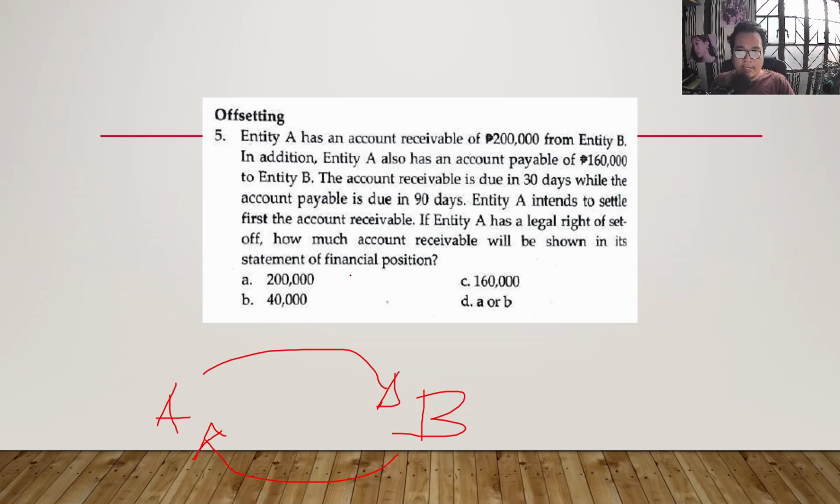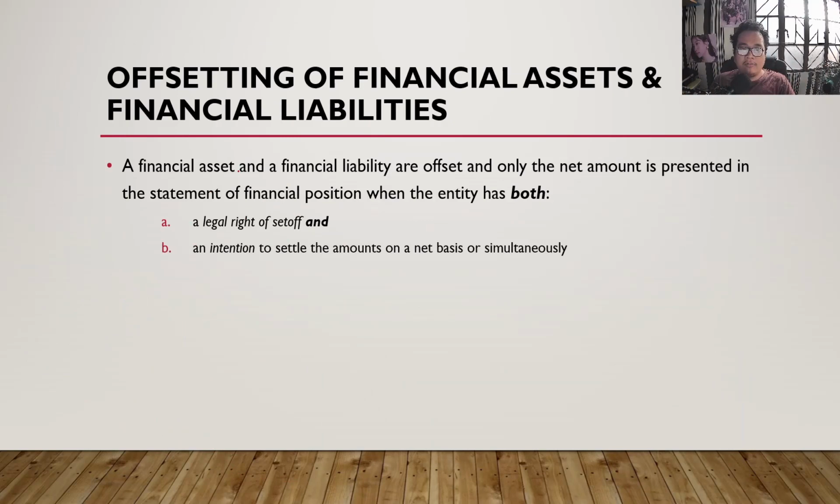So, basahin natin. Si entity A may accounts receivable kay B. On the other hand, may accounts payable naman siya kay B. So, baliktad siya. Circle of life. So, with that, pwedeng may possibility of offsetting. Kasi, may utang ka sa kaibigan mo, yung kaibigan mo may utang naman sa'yo. So, parang quits na lang, di ba? Pero, siyempre, dito sa accounting standard natin, merong kailangan conditions na kailangan masatisfy para ma-allow yung offsetting ng financial asset sa financial liability.